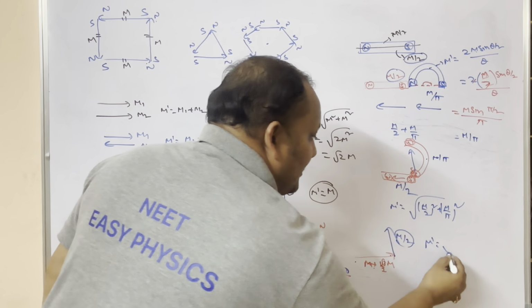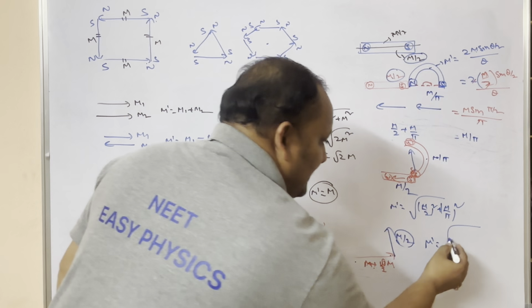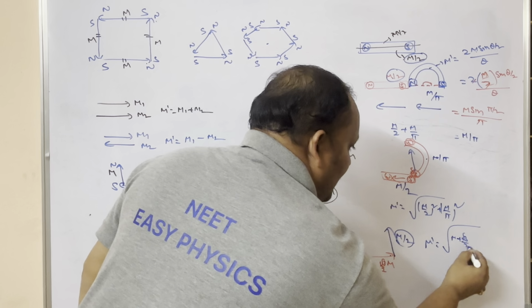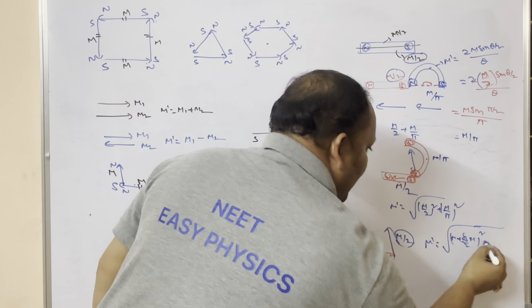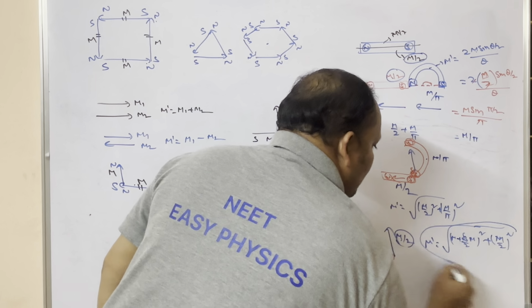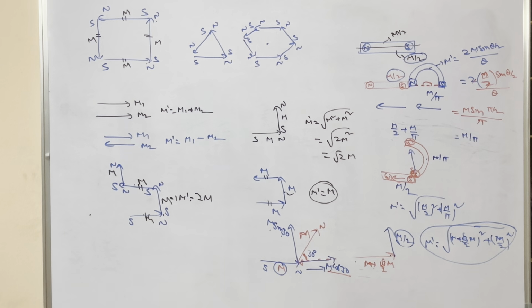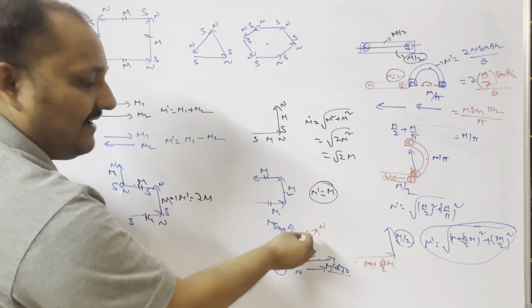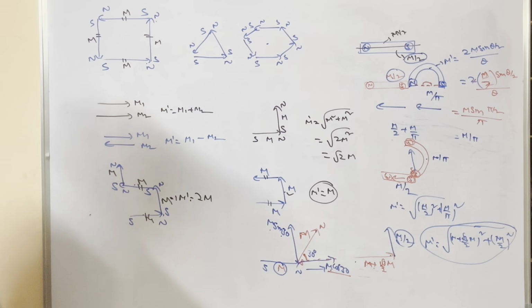So M dash is equal to root of (M plus root 3 by 2 M) whole square plus (M by 2) whole square. So this is going to be the resultant magnetic moment. You can solve this, then you are going to get the answer. Whenever they give an angle, you can try to solve like this, and you will get the resultant magnetic moment very easily.